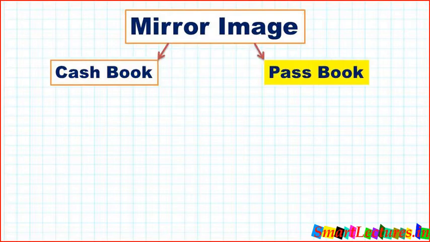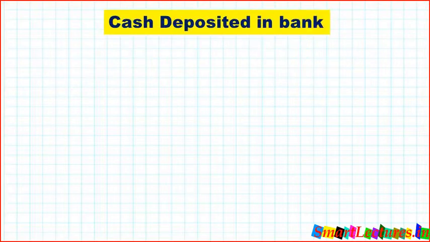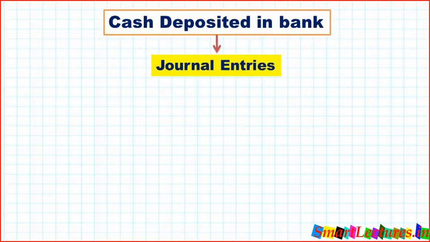Recently, we were talking about the mirror image entries of cash book and passbook. Let's have a look how the entries reflect in passbook and cash book. For example, cash deposited in bank. Let's see how this entry will be reflected or shown in the firm. First of all, the journal entry will be made.